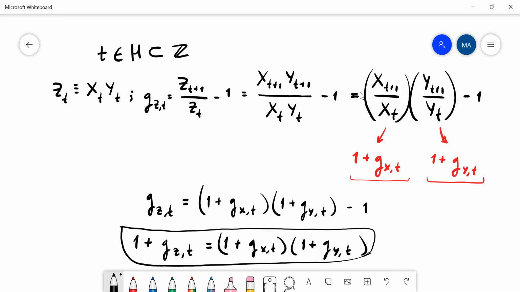Where does the -1 come from? Okay, it comes from here. When I define the growth rate of a variable in discrete time, I do this, right? So I have Z_{t+1} and Z_{t}, minus 1.